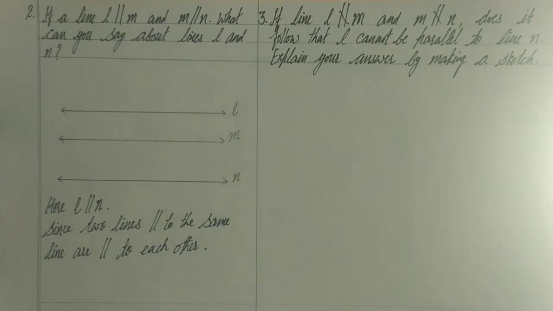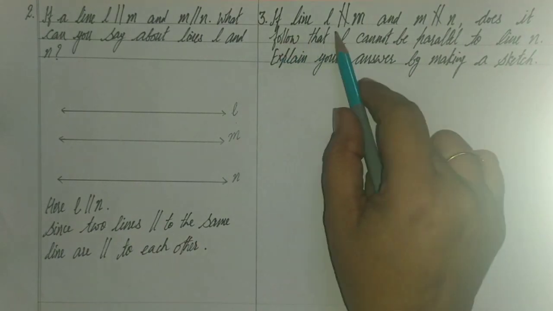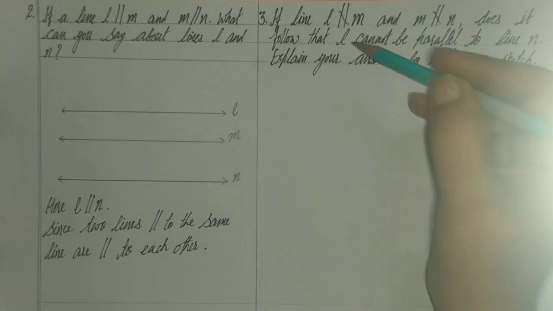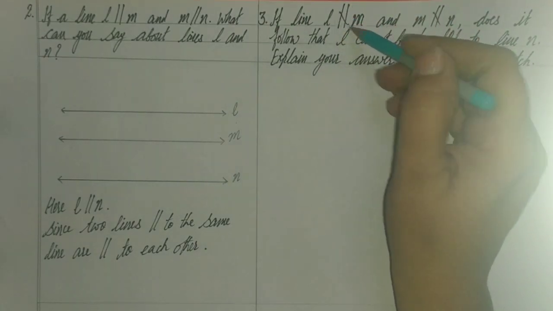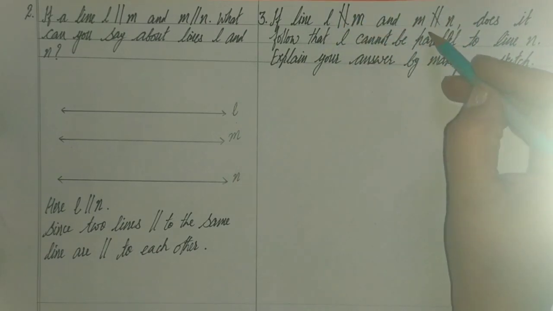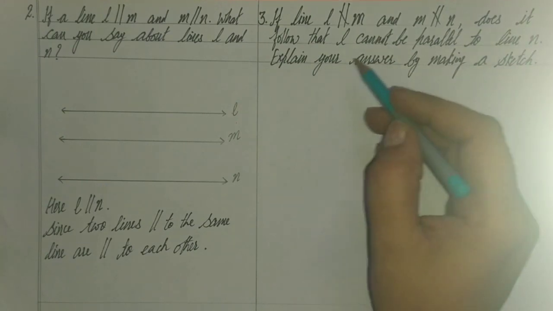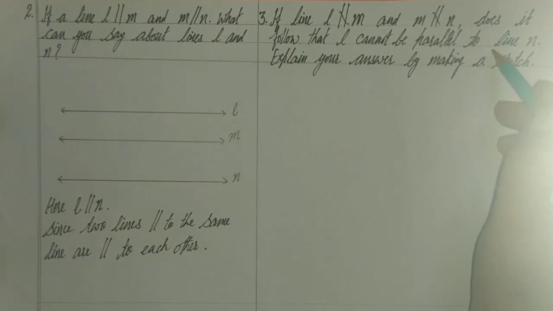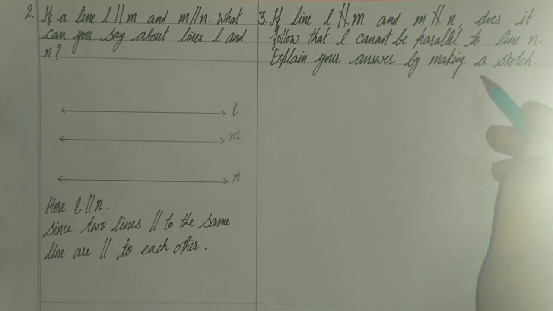Now coming to the next question, the third one. If line L is non-parallel, here I have crossed the sign of parallelism. So here L is non-parallel, meaning not parallel to M, and if M is not parallel to N, does it follow that L cannot be parallel to line N? And explain your answer by making a sketch. Now here two cases will arise.